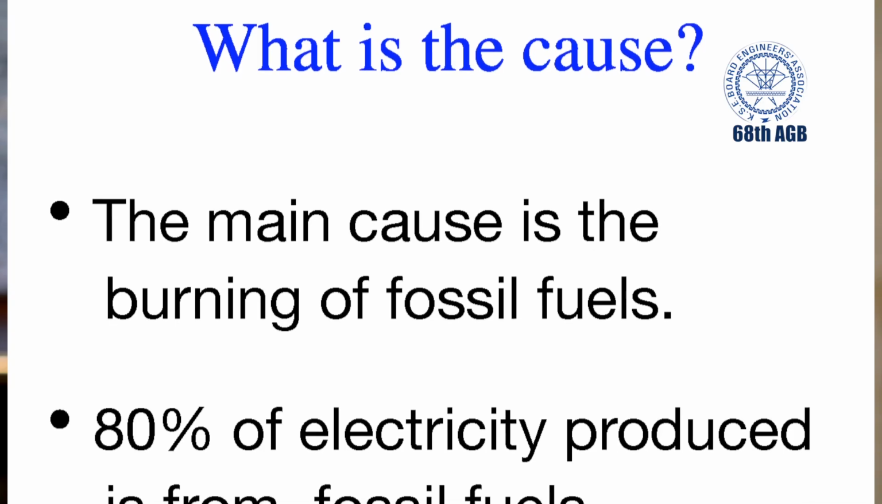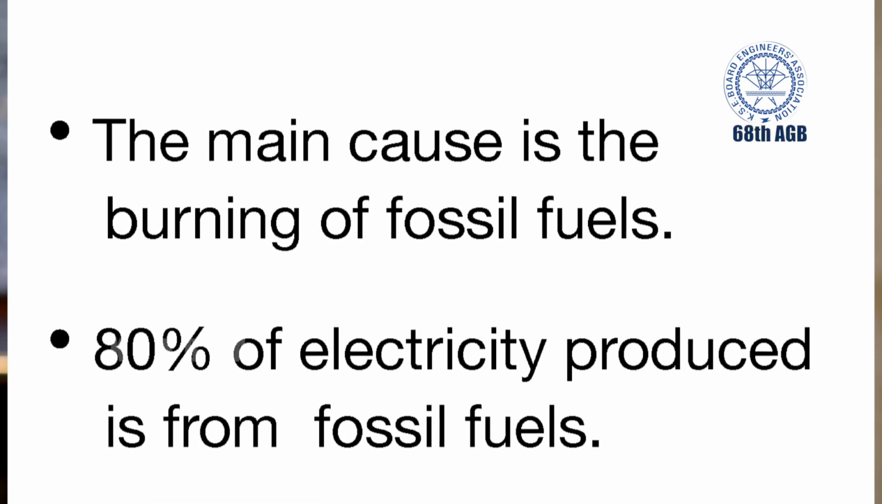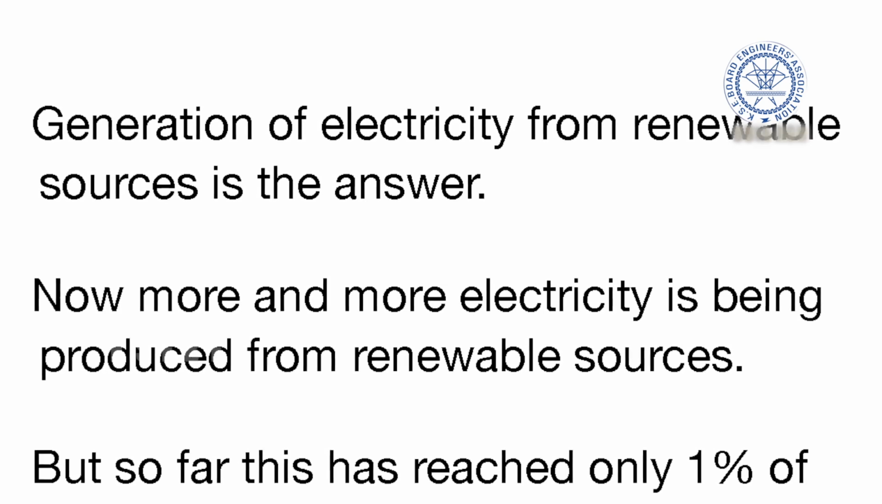What is the cause of this global warming? The main cause is the burning of fossil fuels. 80% of electricity is produced from fossil fuels. So, production of electricity is one of the reasons of global warming. Is there any solution for this? Yes, there is. Generation of electricity from renewable sources is the answer. The generation of electricity should change from fossil fuel to renewable sources.